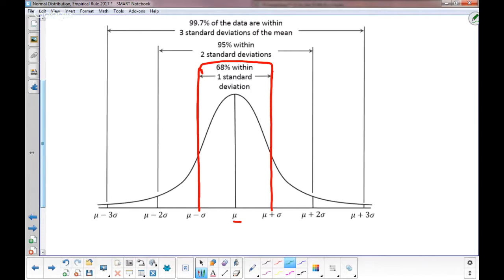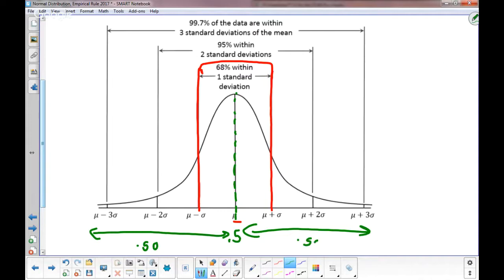So what does that also tell us? Well, if you think about it, what does the mean do to this whole thing? It splits it directly in half. This is the 50% mark. Now, most of the time, we're not going to represent it as 50%. We're going to represent it as 0.5. It means 50% of the data is to my left, 50% of the data is to the right. So from the midpoint to the right, to the midpoint to the left, everything's 50%, 0.50.